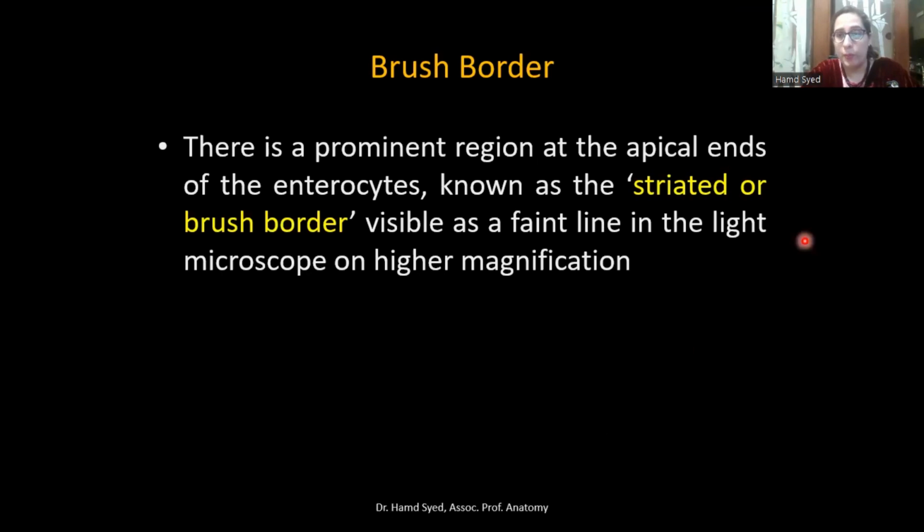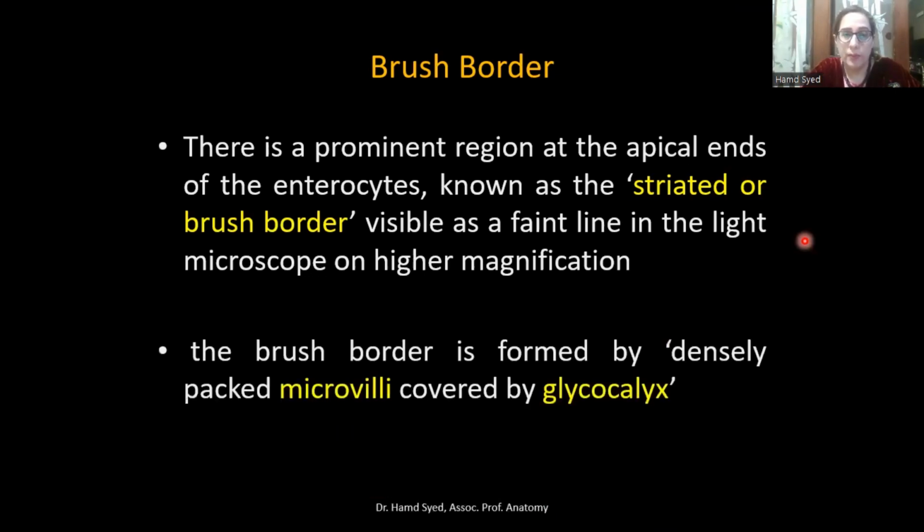What is the brush border? There's a prominent region at the apical, that is the luminal ends of the enterocytes, and this region is known as the brush border, also known as the striated border. So when we look at the stained tissue slides of the small intestine, this brush border is visible as a faint line in the light microscope on higher magnification. It actually consists of, remember, the densely packed microvilli covered by glycocalyx.